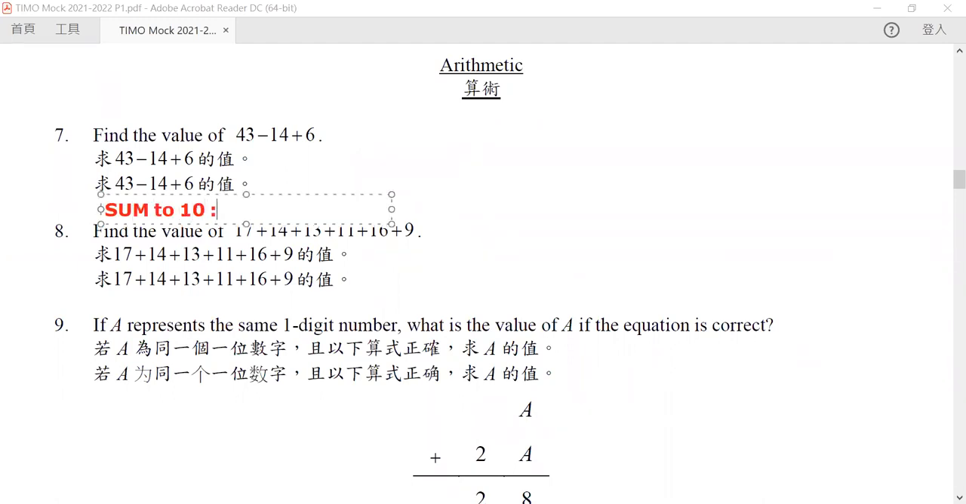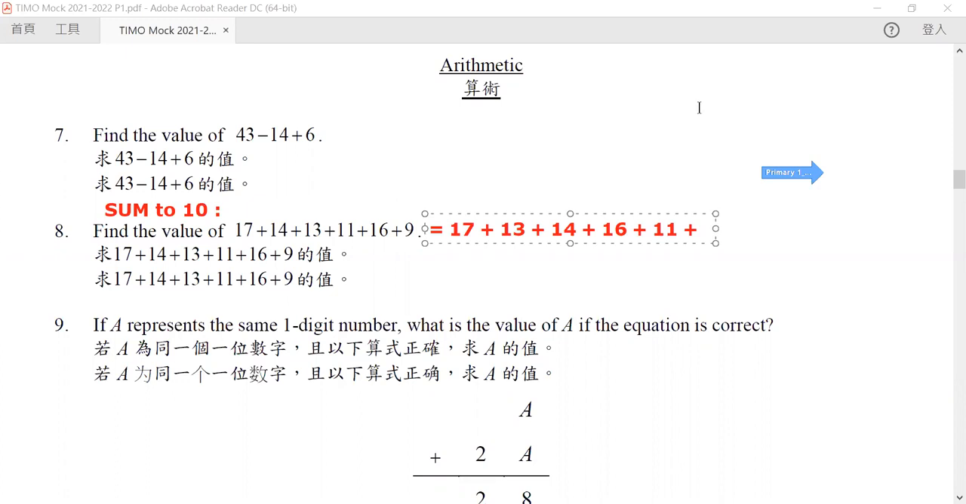Now, what is the meaning of sum to 10? It is like this: if you rearrange the numbers in the following sense, we can rearrange it in here, 16 plus 11 plus 9. Now, all these numbers are exactly the same as our original numbers. I just rearranged them. But why do we rearrange them? Please look at these pairs.